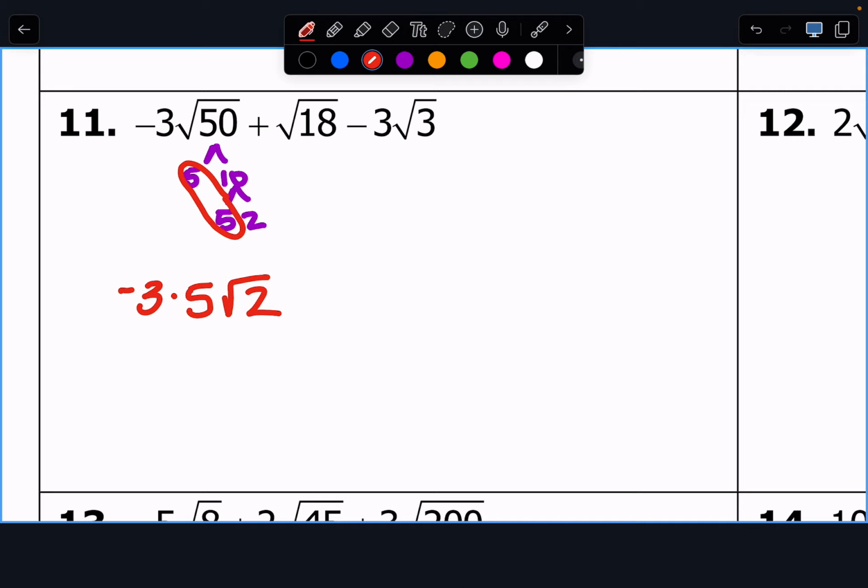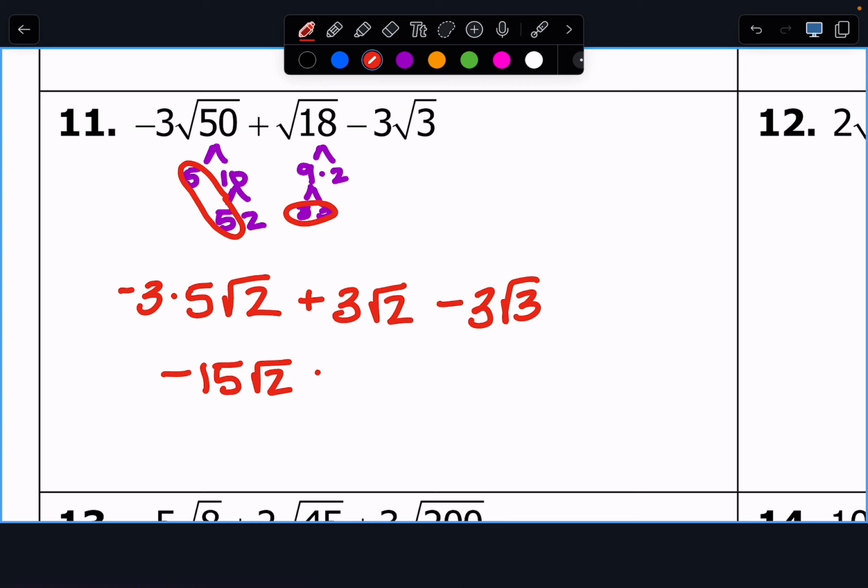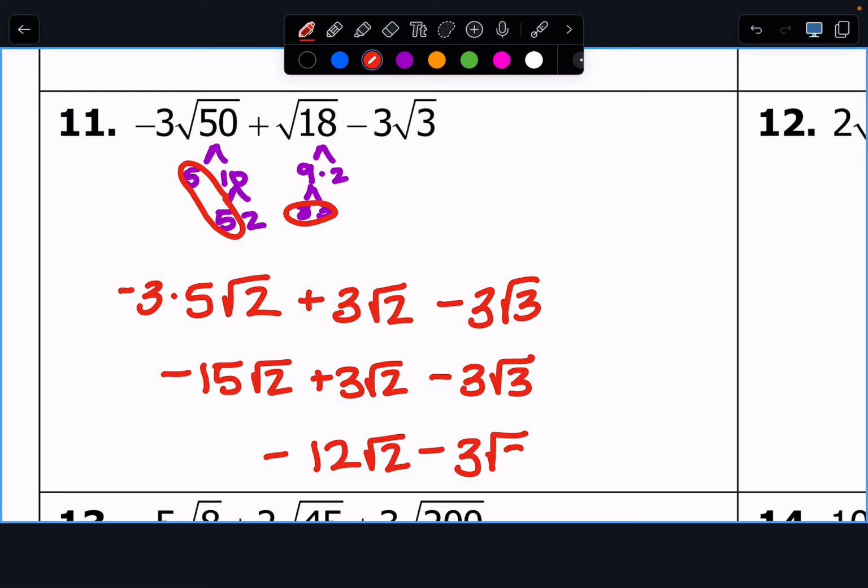Okay. All right, radical 18 I know is 9 times 2. And since 9 is 3 times 3, there's our perfect square to take out. I'm thankful that at least 2 of our 3 radicals have the same radicand, right? So I can take negative 15 radical 2 plus 3 radical 2 to get negative 12 radical 2. But then we keep the minus 3 radical 3.